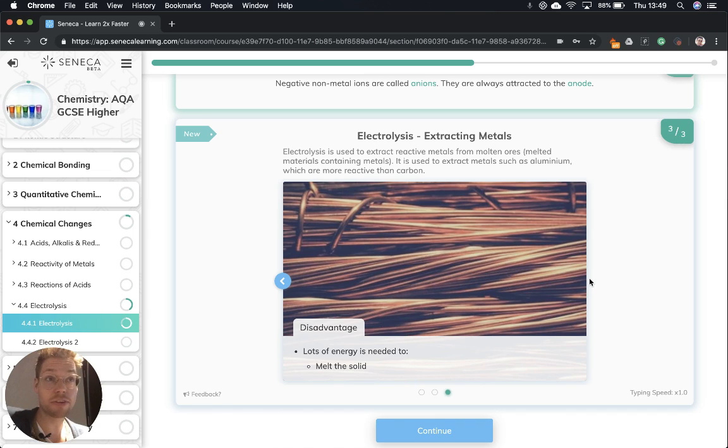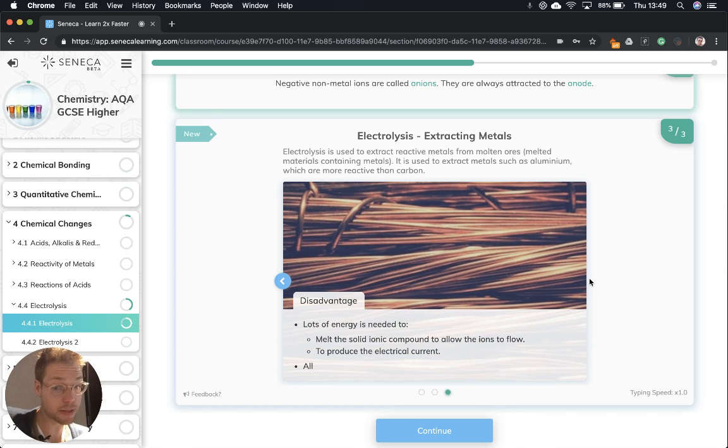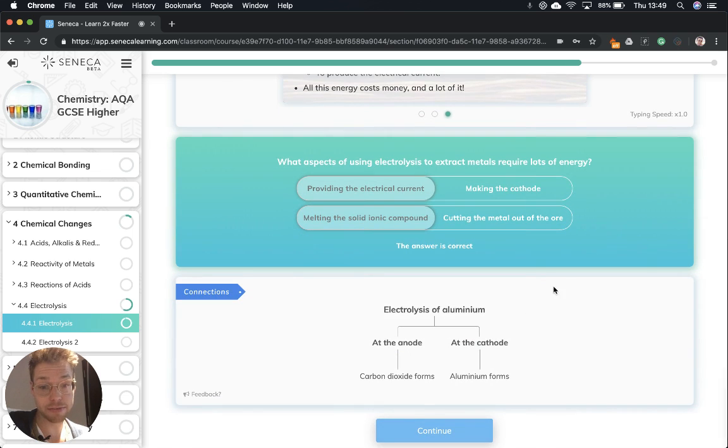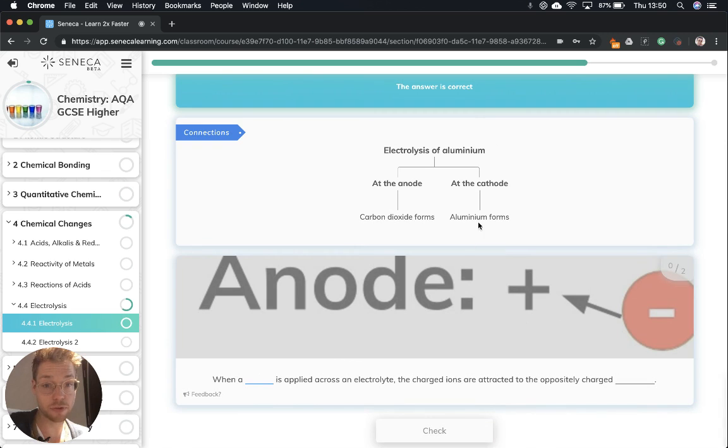And it's a really good process, but it's very expensive. And why is it expensive? We need a lot of energy because we have to melt that metal. It has to be molten, so it's going to be very expensive because energy isn't cheap. And that's the main reason why it's expensive. So let's recap quickly. If we are doing the electrolysis of aluminium, what happens at the anode? That's where the gas is going to form, so carbon dioxide will form, and at the cathode, aluminum will form. So the metal always forms at the cathode.